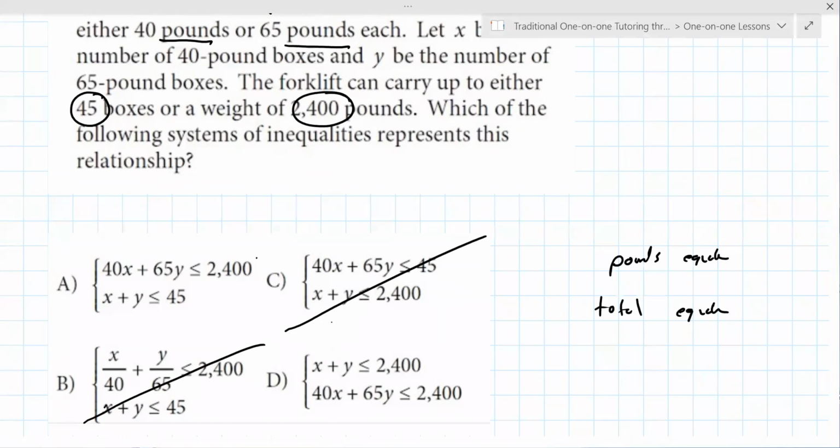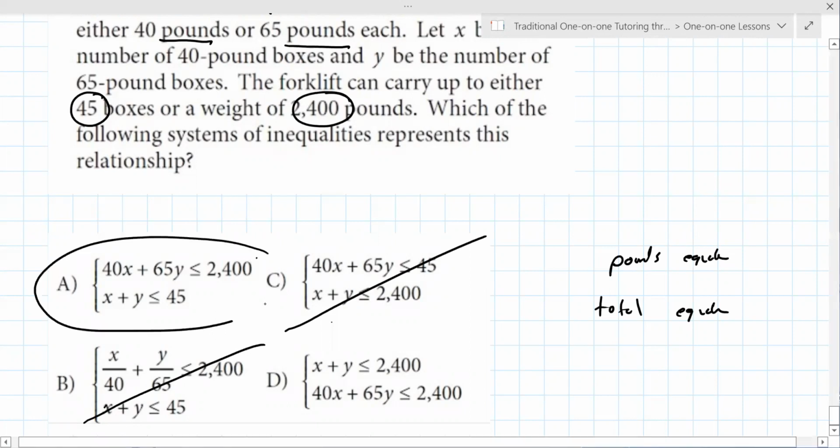I think it's A, but I could be wrong. It is A. Have some confidence.